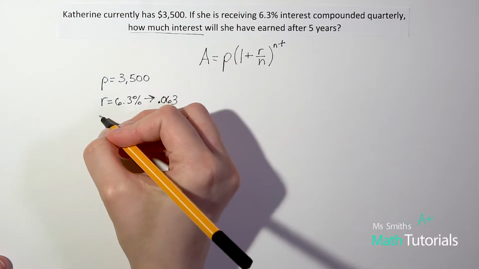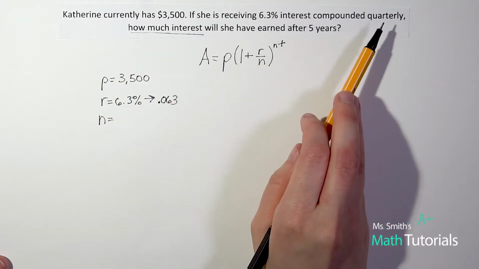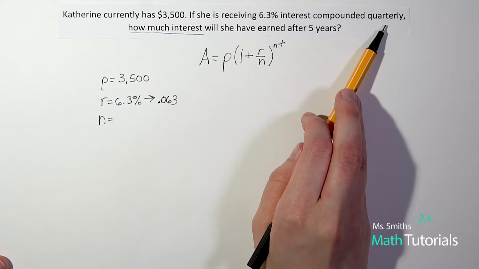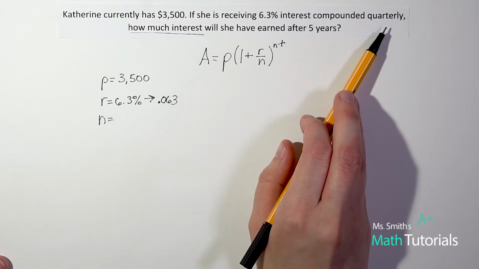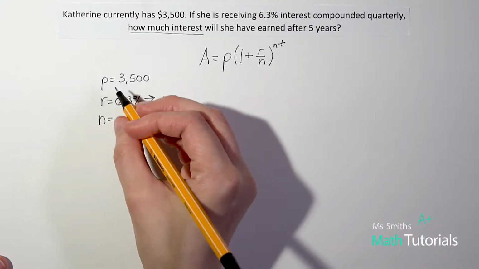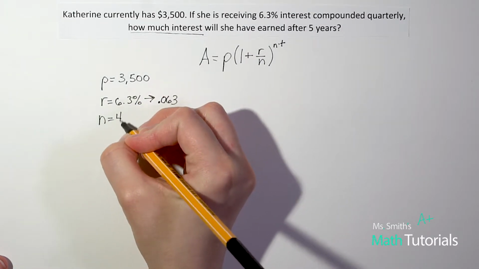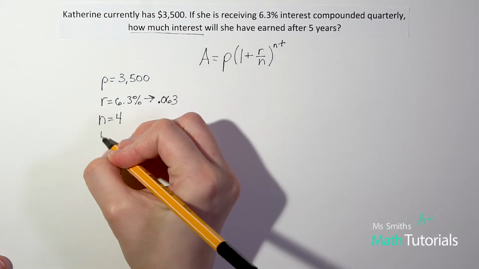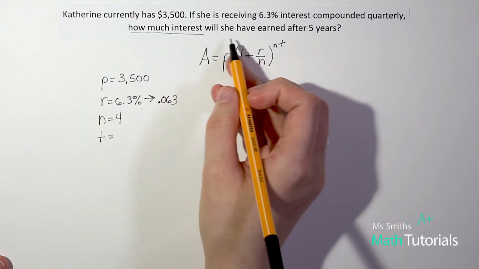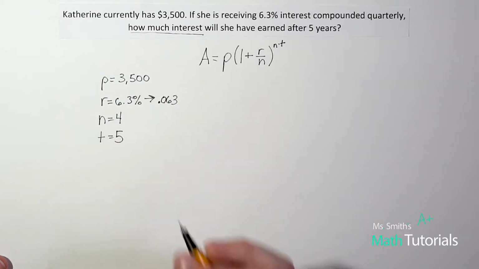For our N, we've got to pay close attention. They said the interest is compounded quarterly. And remember, we said quarterly would be N equals 4. There are 4 quarters within a year, or 4 seasons, or 4 quarters in a school year. However you want to remember it, N would be 4. Our T is our time, and she wants to know how much interest she will have earned after 5 years. So T is 5.